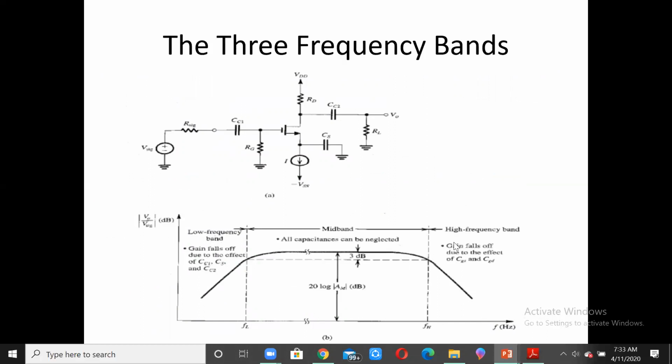Similarly, in the high frequency band, the gain falls off due to the effect of CGS and CGD. These are the internal capacitances which are present in the MOSFET. Due to the MOSFET, there are internal capacitances, and due to those internal capacitances, we see that the gain is falling in the high frequency band.